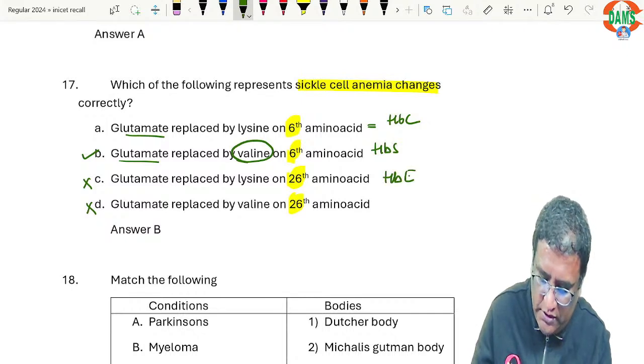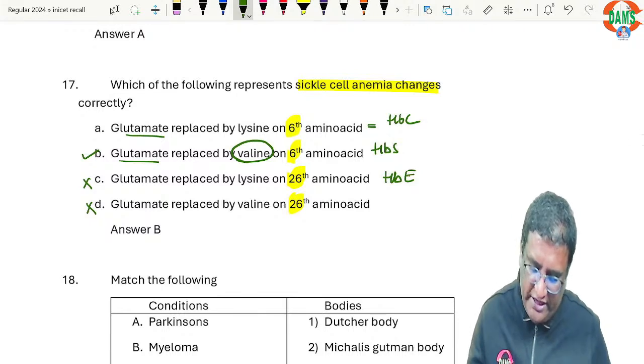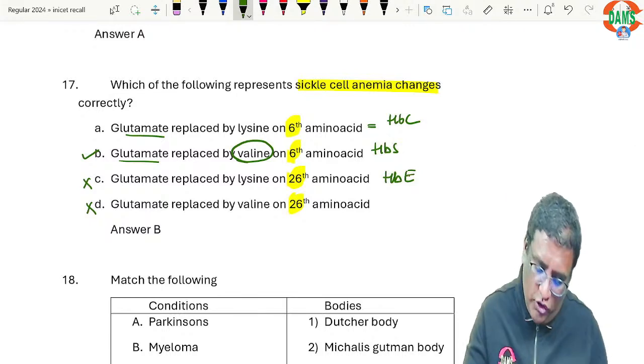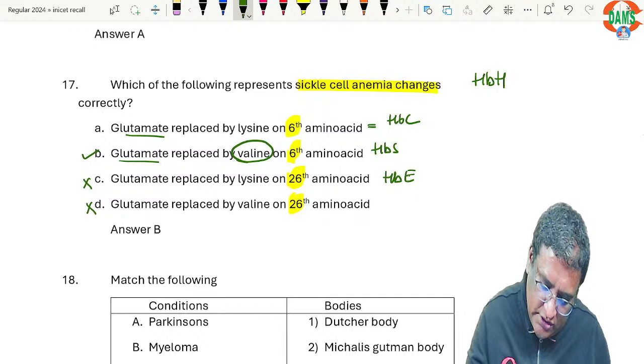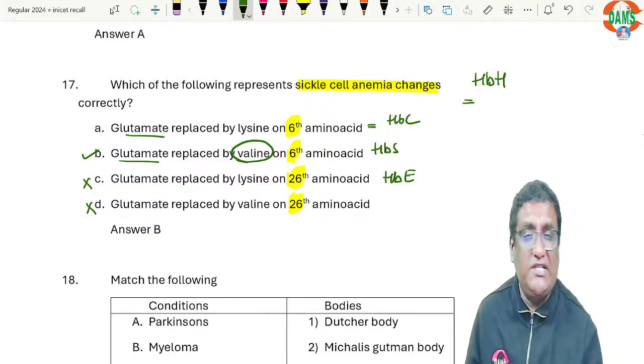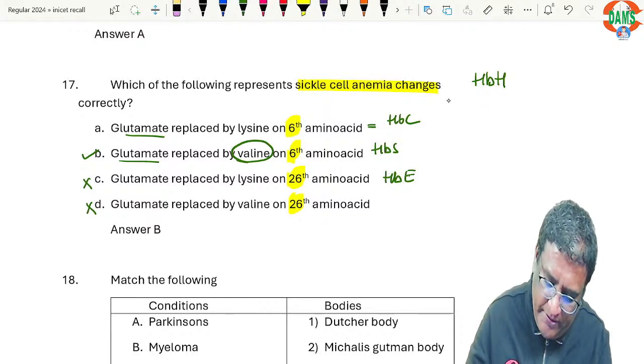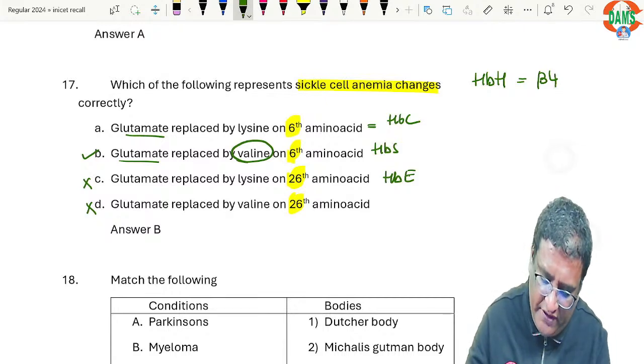This is HBE. So these three are expected in the exam, I had told you. HBS, HBC, HBE. One more, you just remember HBH. What is HBH? Hemoglobin H. Again, we have discussed this in class. Hemoglobin H is a beta tetramer. Beta tetramers are seen in alpha thalassemia.